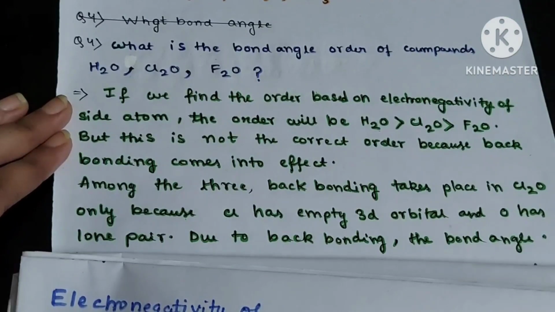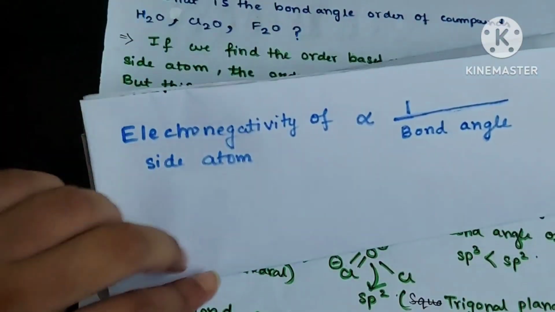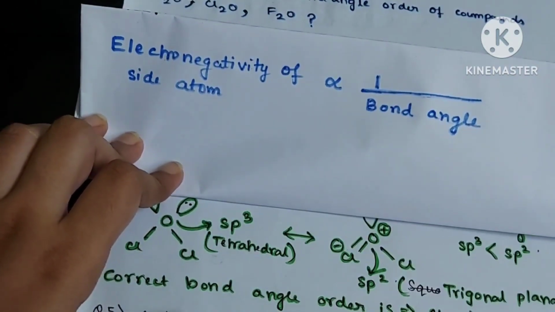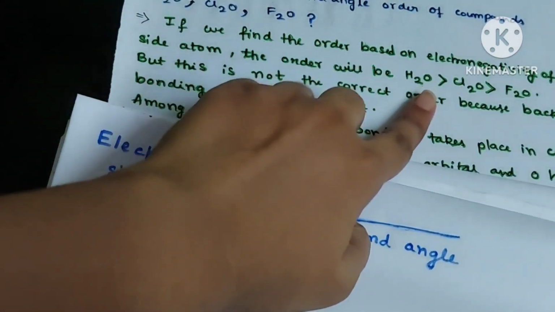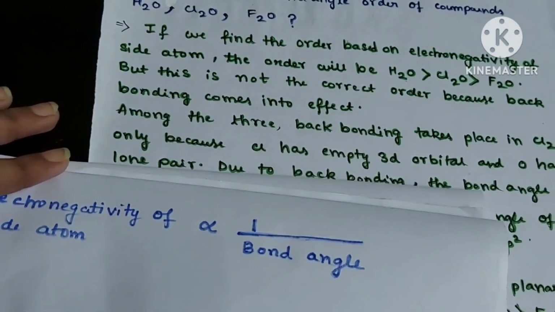If we find the order based on electronegativity of side atom, the order will be H2O is greater than Cl2O is greater than F2O. But this is not the correct order because back bonding comes into effect. We know electronegativity of side atom is inversely proportional to bond angle. Therefore the expected order was this, but it was found to be the wrong order.